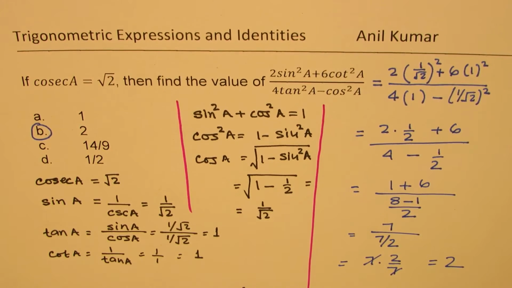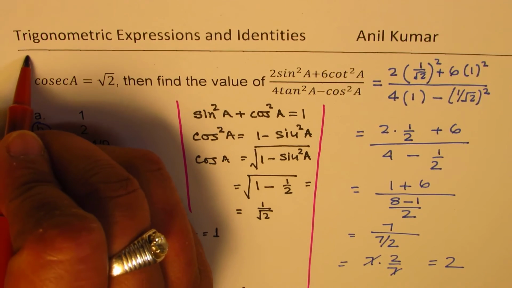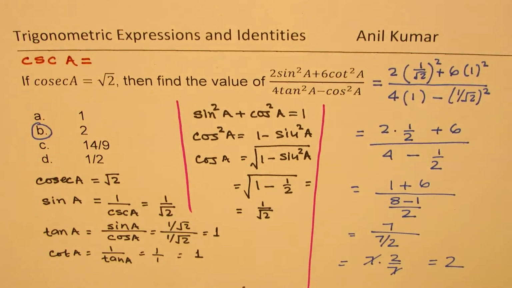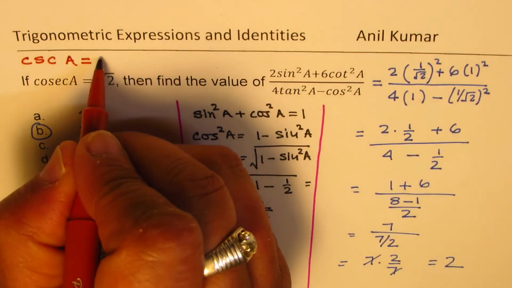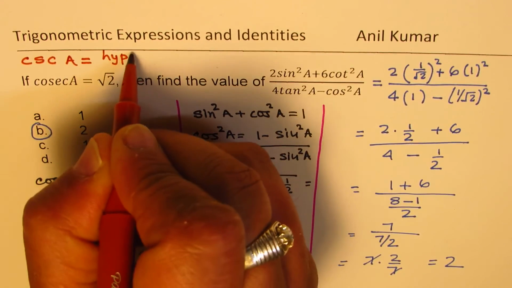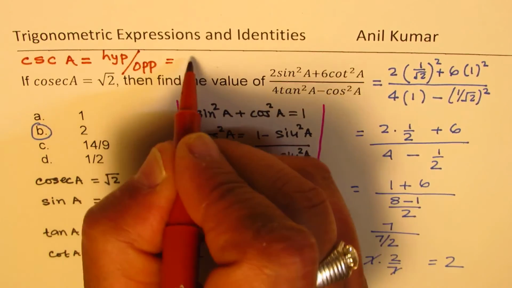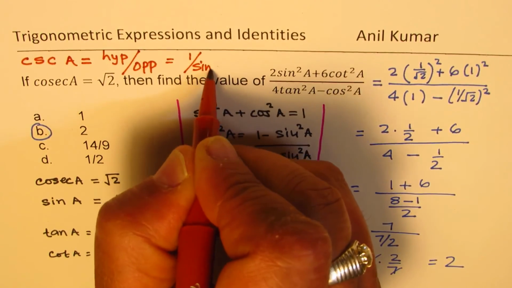Now here is an alternate method, right? We used all trigonometric ratios to find all these values. You could also think about it like this. Let me provide you with an alternate way of solving this. We know cosecant A will basically be equal to hypotenuse over opposite side, right? So it is the reciprocal of sine, 1 over sine A, correct?